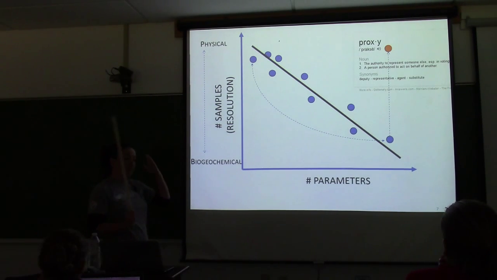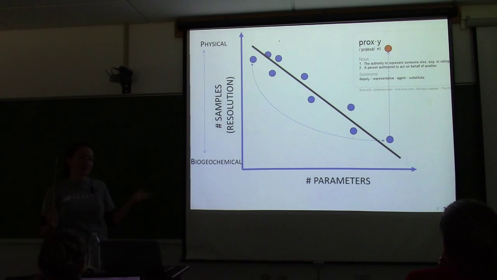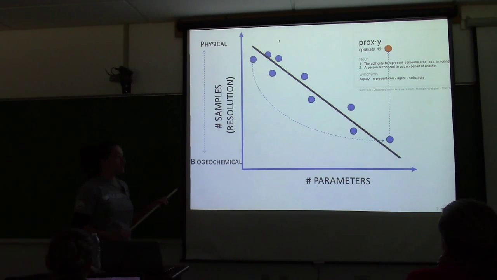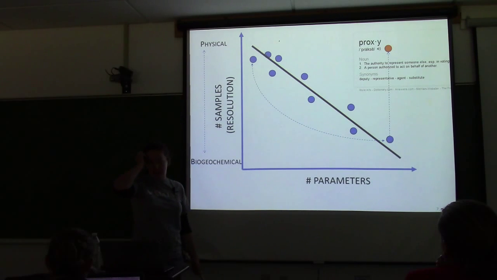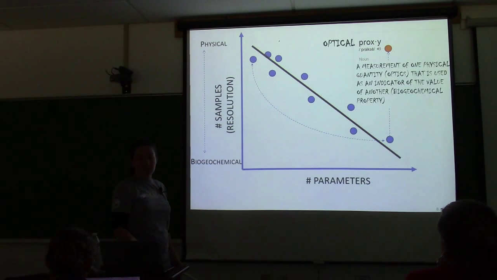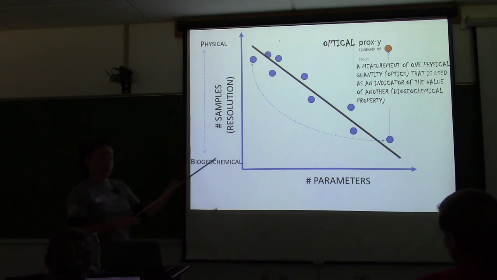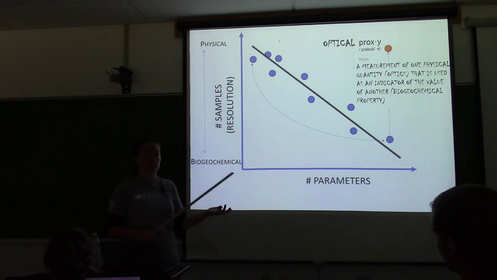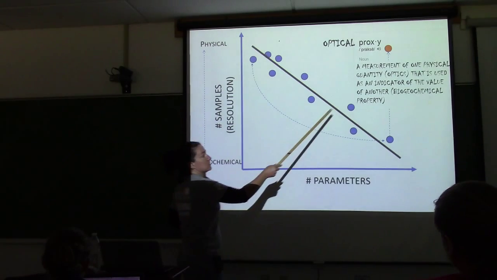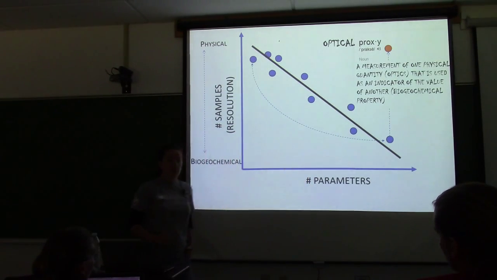It's just kind of like a visual of how I see development of the proxy in some kind of weird sample parameter space. And the word proxy has its own meaning, but if you think about optical proxy, it's a measurement of a physical quantity that is optics, so any kind of optical parameter, that is used as an indicator of the value of another biogeochemical parameter.